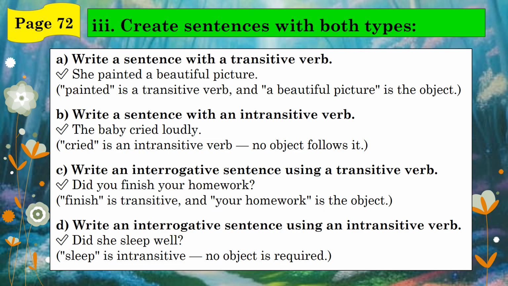4. Write an interrogative sentence using an intransitive verb. Example: did she sleep well? Sleep is intransitive, it doesn't need an object to complete the meaning. Understanding how to build these sentences helps you recognize action and clarity in writing.